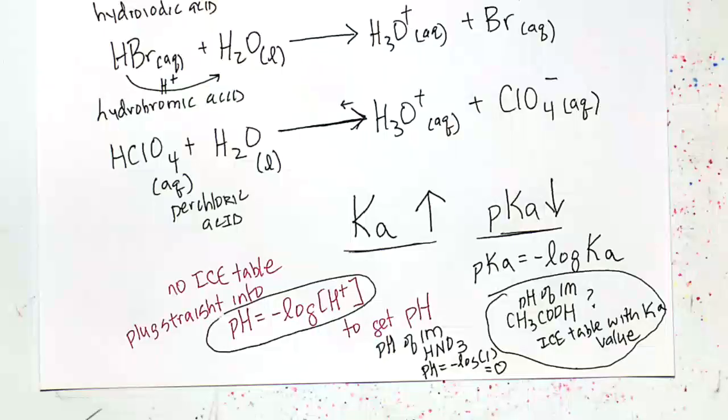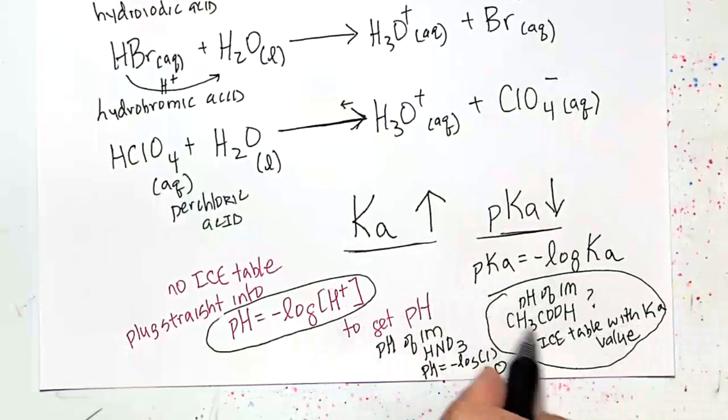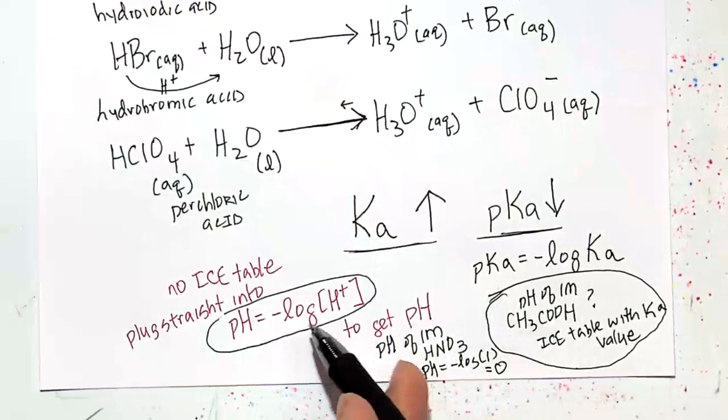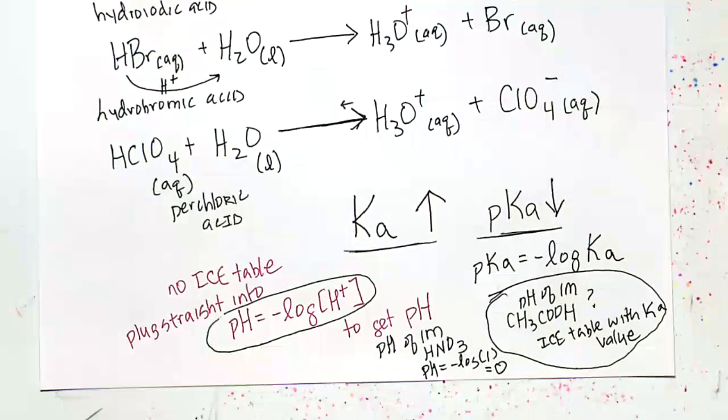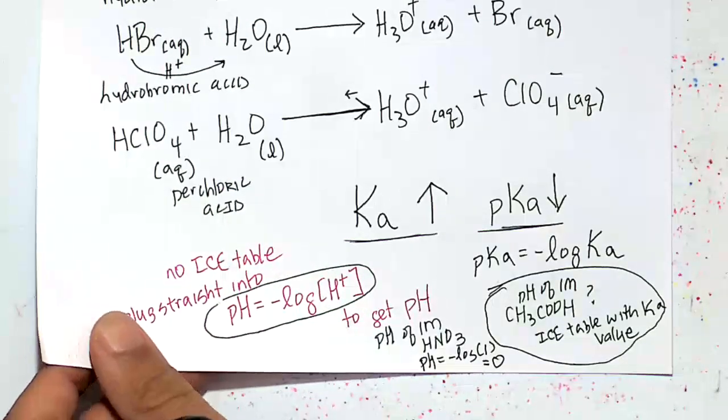How do you know which one goes into the ice table and which does not? How do you know, Bailey? How do you know when to use the ice table or not? Is it when there isn't an H to donate?